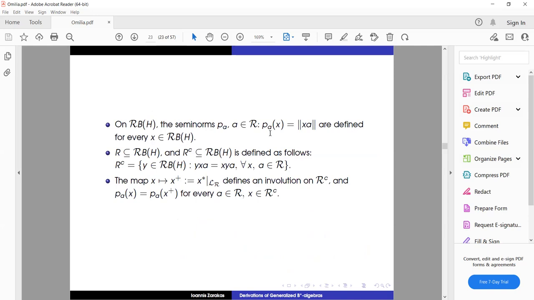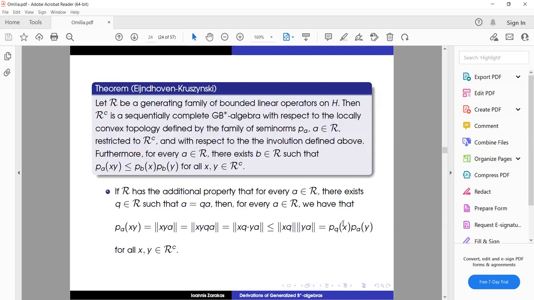They equip this vector space with seminorms like this, quite natural. Every X alpha is bounded, so p_alpha is just the norm of X alpha. And of course, we can easily see that the set R that we initially started with is inside RB(H), and they take the commutant of the set R. The R-commutant is in this sense. So the involution is as we see below, and the GB* algebra that they take is the commutant of R. They show that it is a sequentially complete GB* algebra.